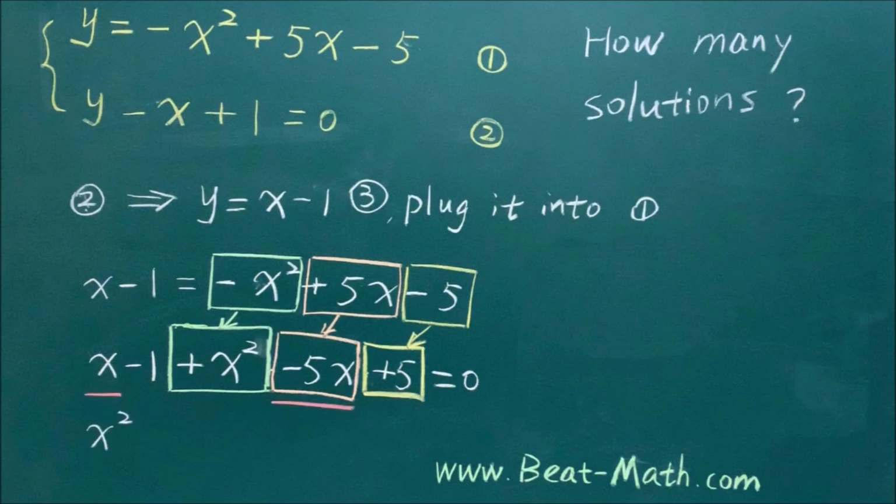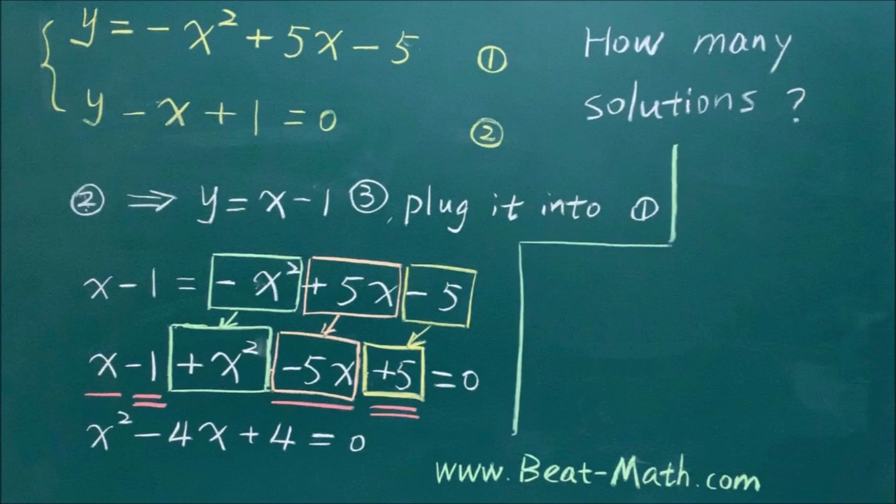x minus 5x equals negative 4x. 5 minus 1 equals 4. We get x squared minus 4x plus 4 equals 0. Does it look familiar? Yes, it's the perfect square formula. I also put a link in the video description for you to review the formula. Apply the formula and we get in parentheses x minus 2 squared equals 0.